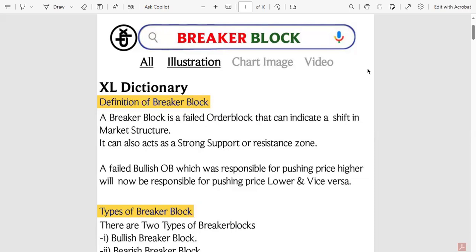It's your mentor Fabians here, and today's video is going to be about breaker blocks and how we use breaker blocks to have a very good entry model.